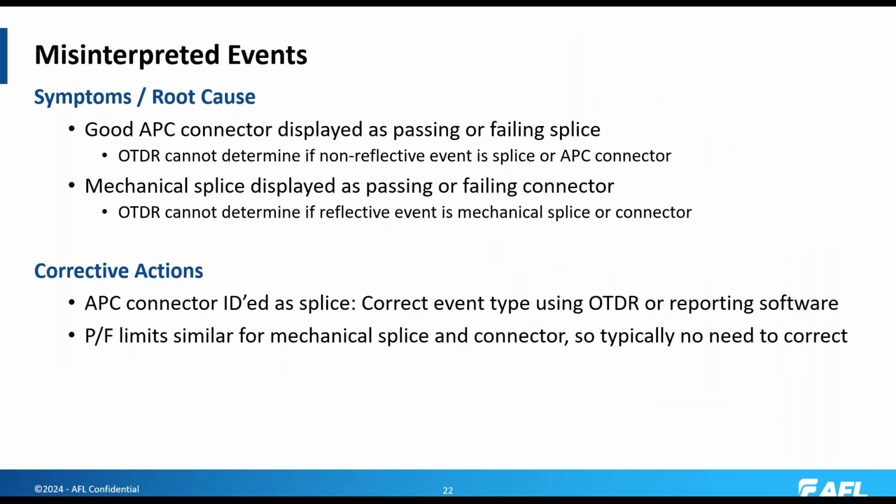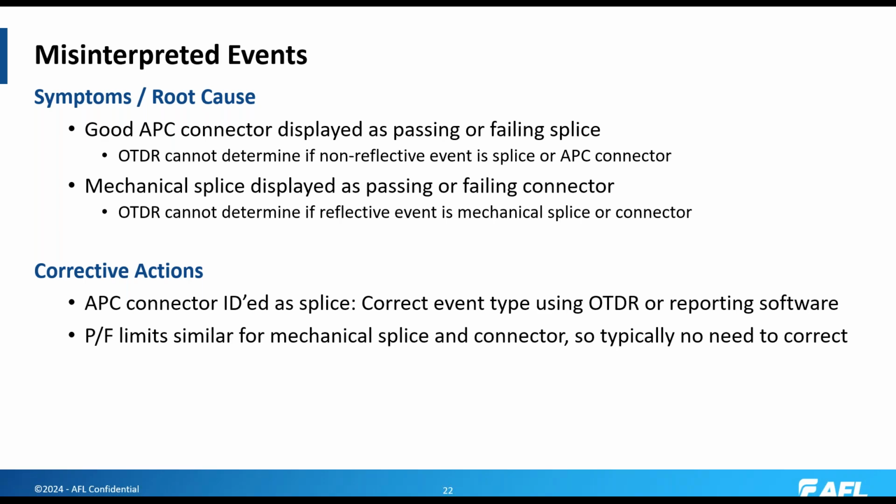This interpreted event: a good APC connector may be displayed as a passing or failing splice. The OTDR interprets non-reflective events as splices. If your good APC, a clean undamaged APC, produces a non-reflective event, the OTDR will likely interpret it as a splice. But the connector loss across that APC is typically more than 0.3 of a dB. And so the OTDR may interpret it as a failing splice.